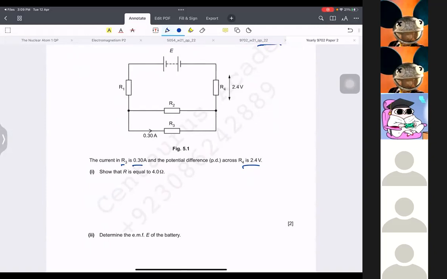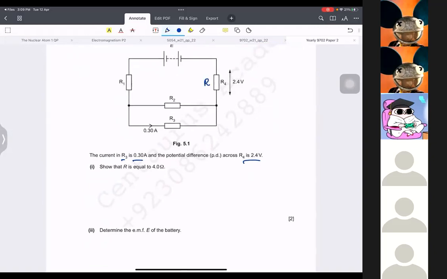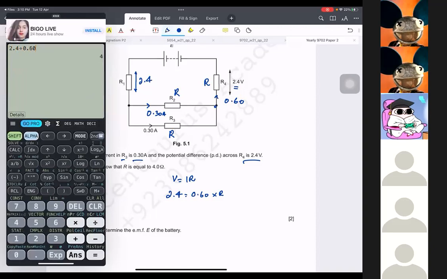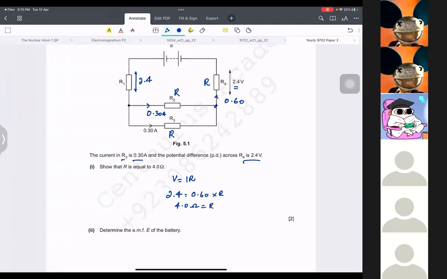If this is resistance R with voltage 2.4, and here we have the current, this will also get 2.4. Or you could say that if this is R and this is also R, then it should get the same current. The total current passing should be the addition of these two, which is 0.60. So V is equal to IR: voltage is 2.4, 0.60 times R. I need to show this. 2.4 divided by 0.60 is 4. All right, shown.